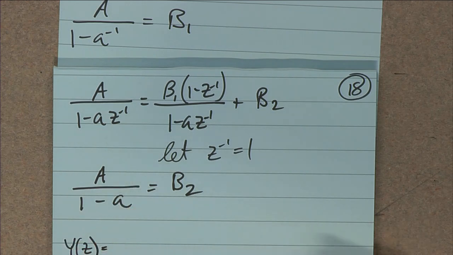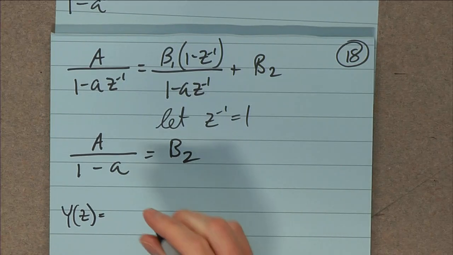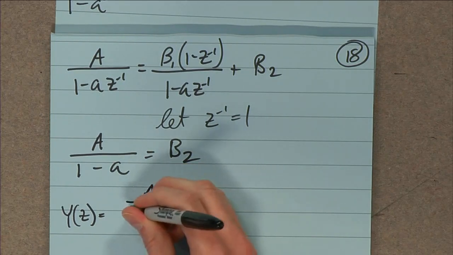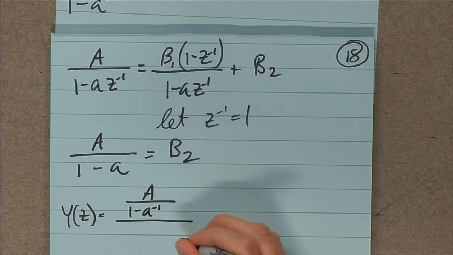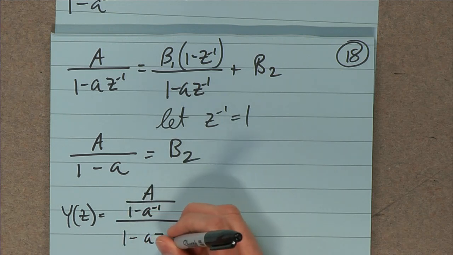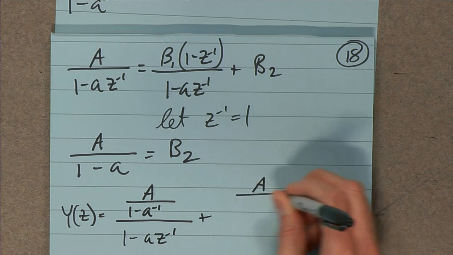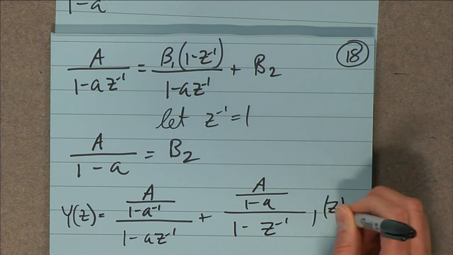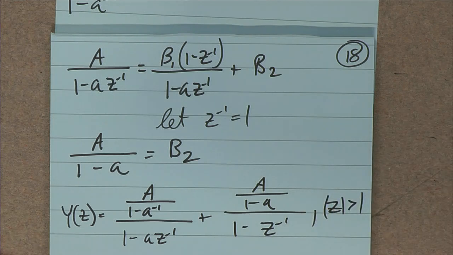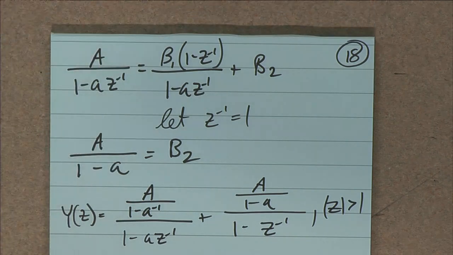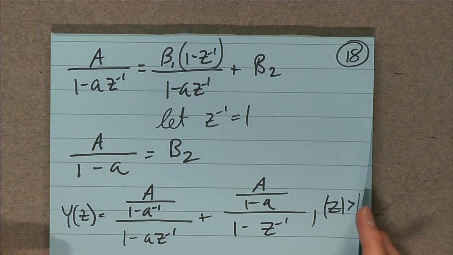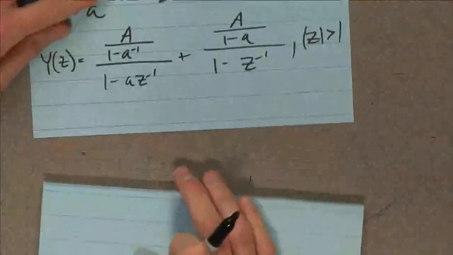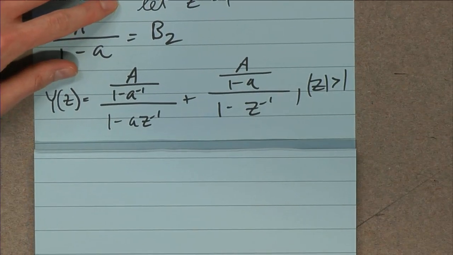So putting it all together, what was our first coefficient? A over 1 minus a inverse, and that's all over 1 minus a z inverse, plus a over 1 minus a over 1 minus z inverse, and we already said what? Magnitude of z had to be greater than 1. That satisfied the region of convergence for both of these. So far so good. Now we just need to do the inverse Z transform, which these are straightforward table lookups at this point.